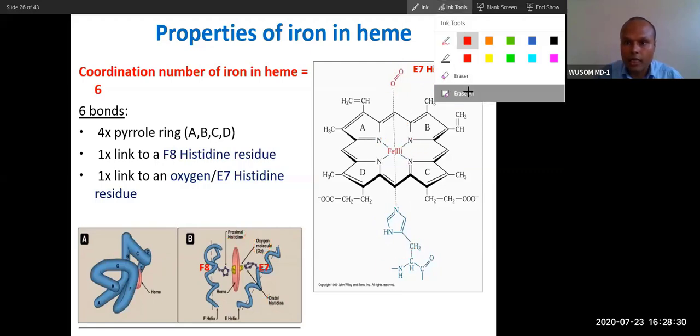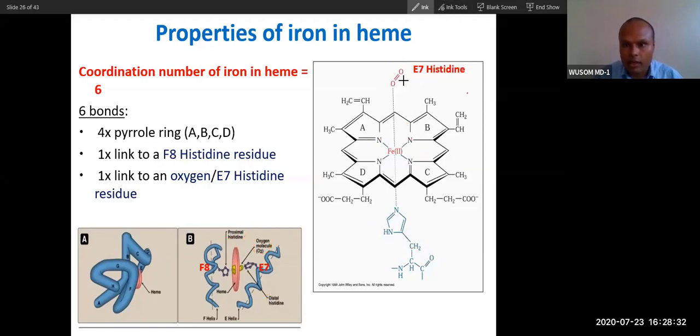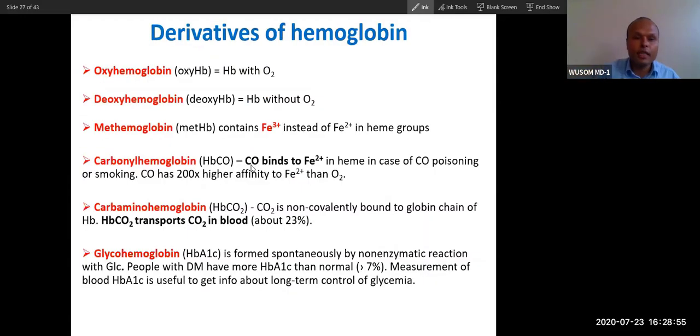So there are two choices here for this sixth valence, E7, and these are the different terminology you can read yourself. Oxyhemoglobin is oxygen-bound hemoglobin, deoxy is without oxygen. Methemoglobin is hemoglobin in which the iron is oxidized to Fe3+, ferric. This is called methemoglobin. It's unable to bind oxygen.